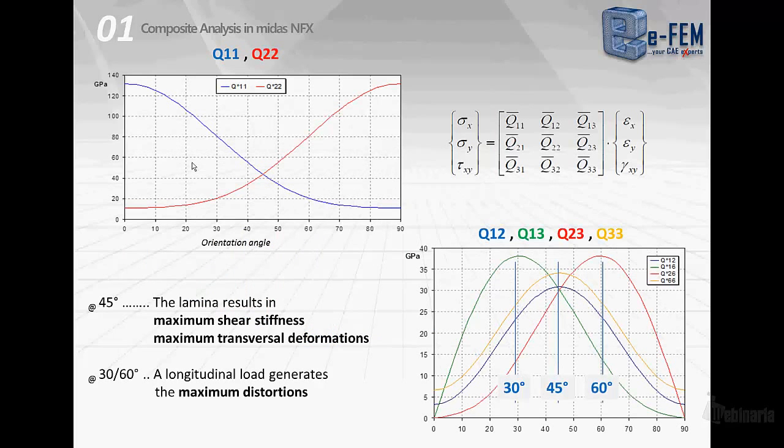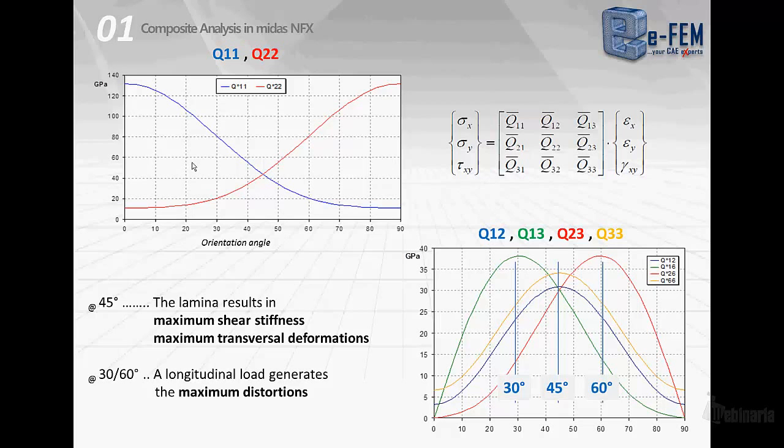If we plot the stiffness matrix of the material, we can see that we have a particular behavior of each term. If we plot these terms in terms of the orientation angle of the material onto the generic reference system, we see that the Q11 and Q22 terms are maximum and minimum at 0 and 90 degrees. That is what we can imagine.